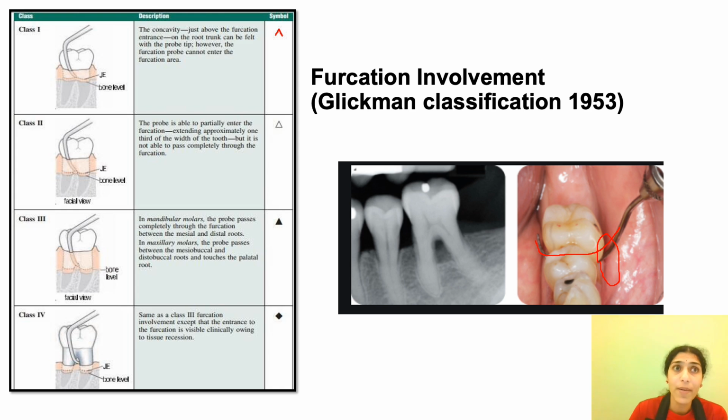However, in the maxillary molars, the probe passes between the mesiobuccal and the distobuccal roots, because there are 3 roots in the maxillary molar, one palatal and the mesiobuccal and distobuccal roots, right? So from the mesiobuccal to the distobuccal root, like this, the probe can pass. It cannot pass buccopalatally, because the palatal root will stop it. Next, the class 4 furcation involvement is indicated by a diamond shape, which is also shaded. So this is how we denote the presence of furcation based on the degree of furcation involvement in periodontal charting.